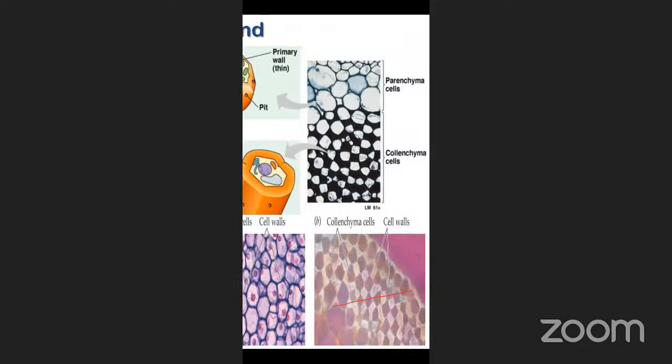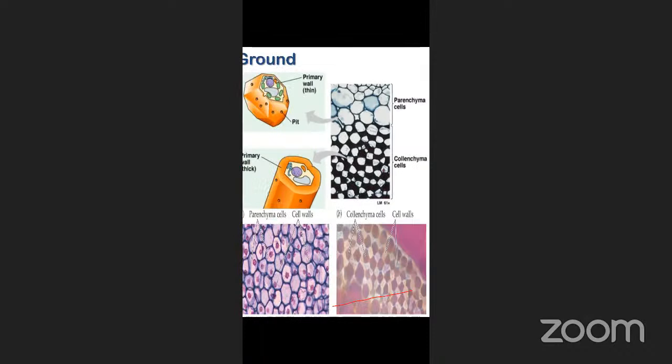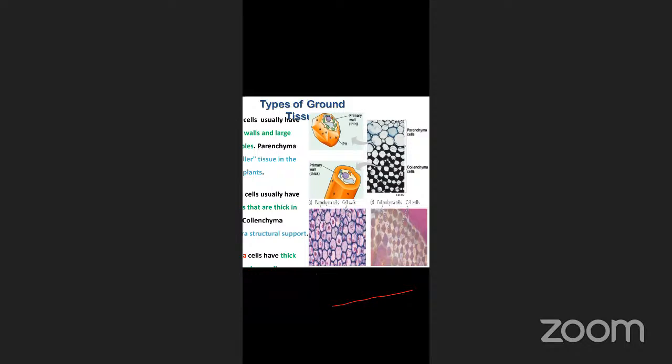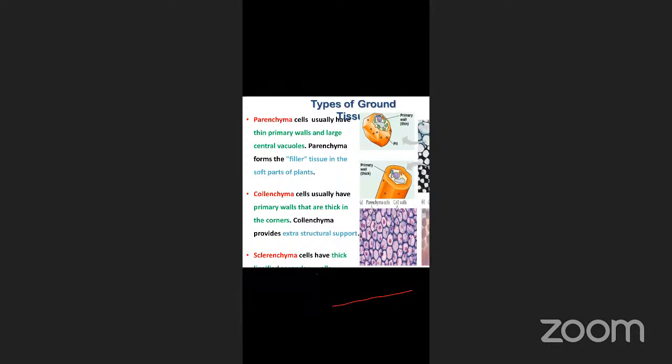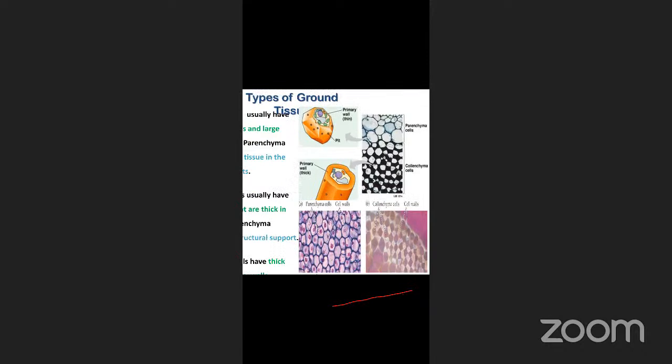Next, collenchyma tissue. Very hard tissues, collenchyma. See, collenchyma cell walls, hard type of tissues. Collenchyma cells are again of three types: angular collenchyma tissue, lamellar collenchyma tissue, and lacunar collenchyma tissue. Collenchyma cells usually have a primary wall that is thick in the corners.